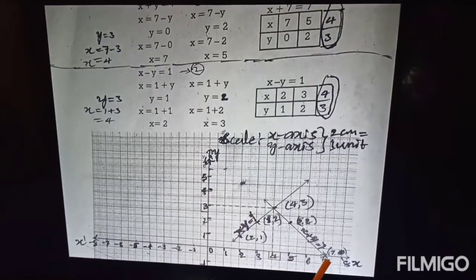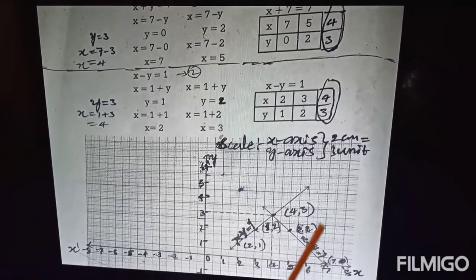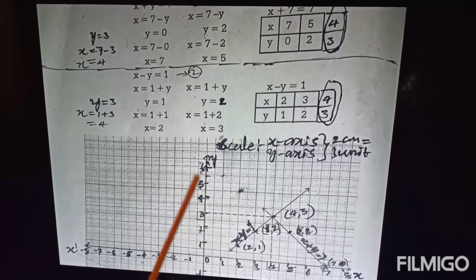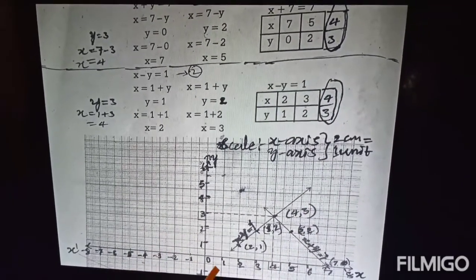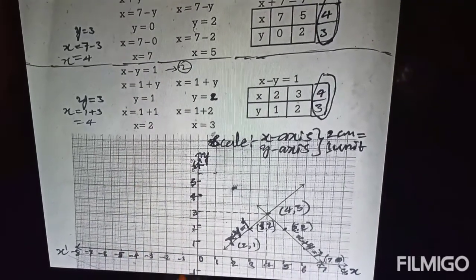Go right side on the x-axis. This is a 7. Then y is 0, which means we can't go up or down. Y value is the vertical line. If it is a positive value, we have to go up. If it is a negative value, we have to go down.